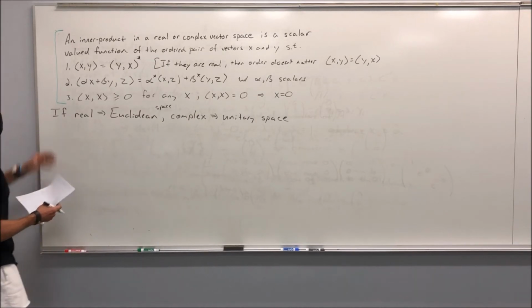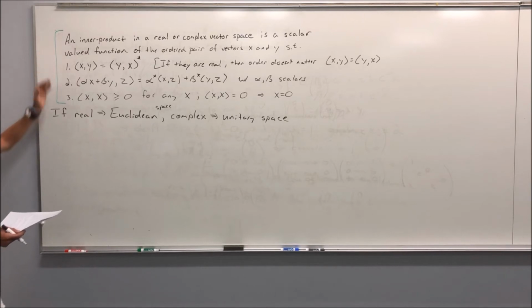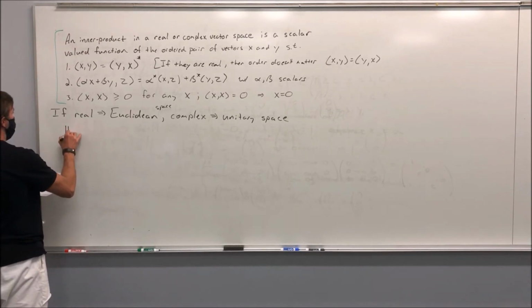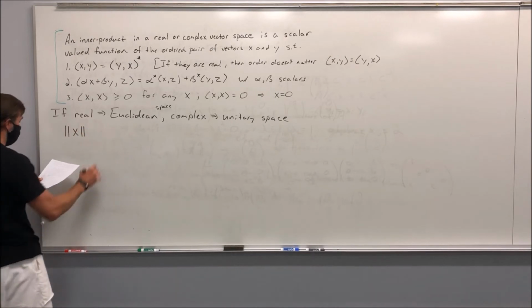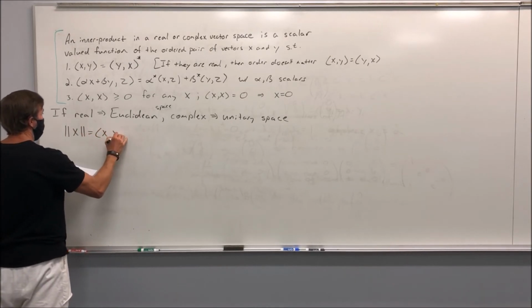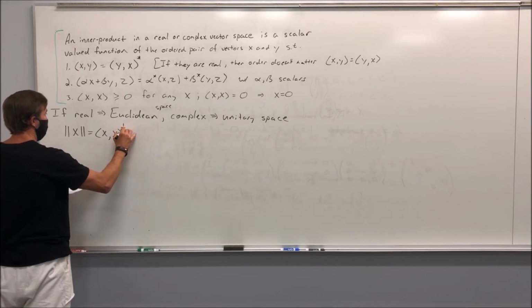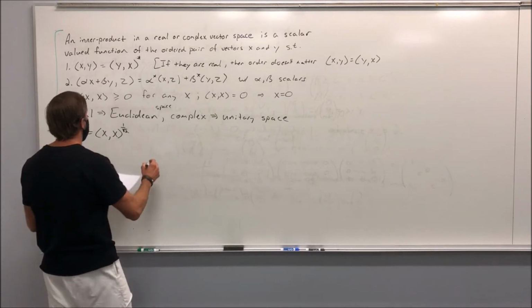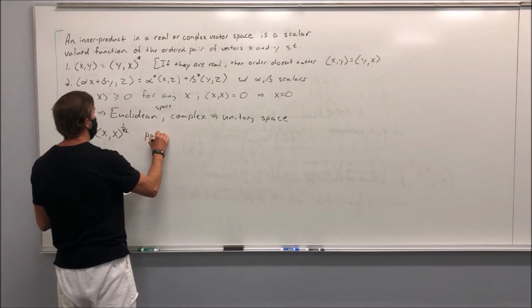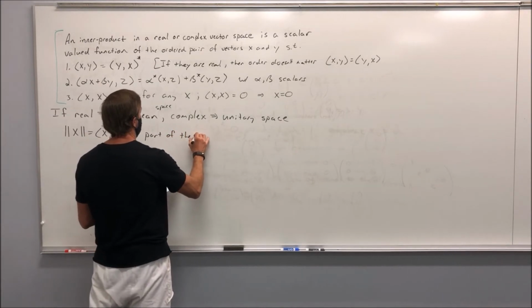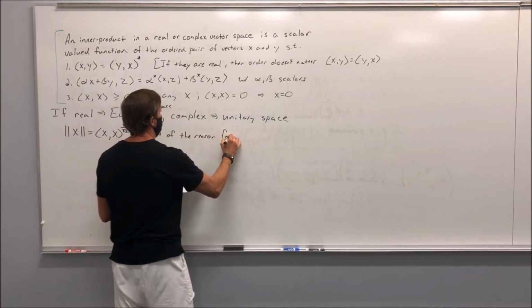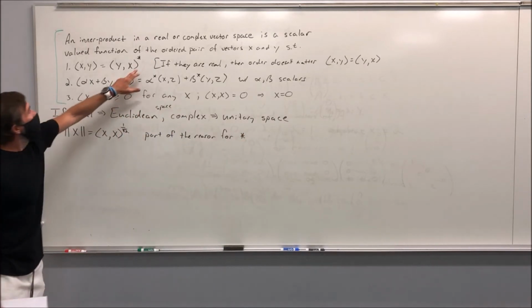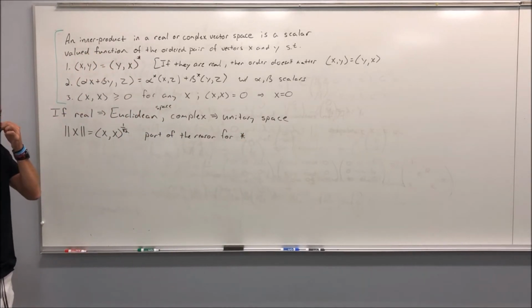Now, with this general definition in hand, we can draw some interesting conclusions. First of all, we can define the length of a vector as the inner product of the vector with itself, times 1 over root 2. And this is part of the reason for the star here. Okay?